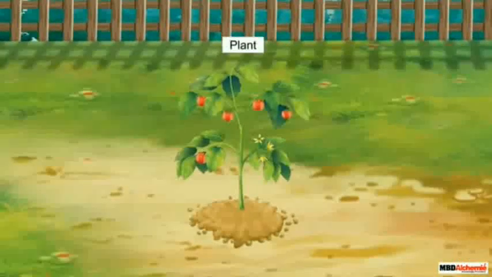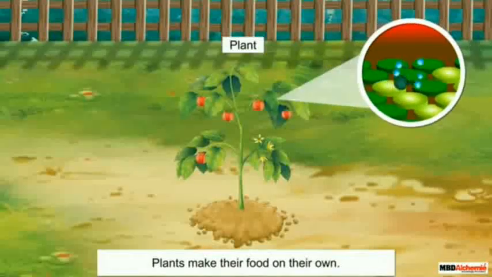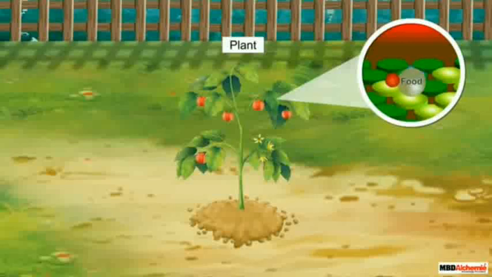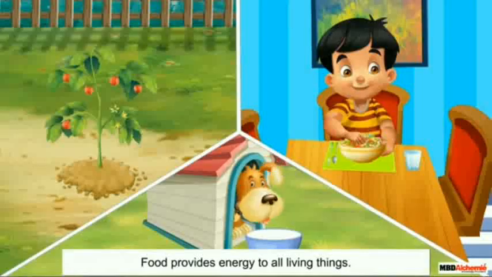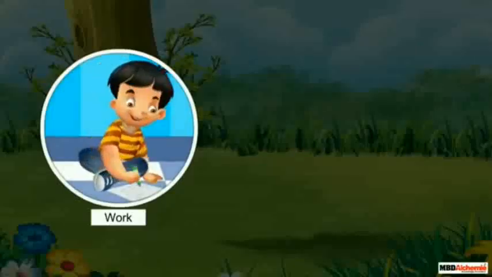Since plants are living things, they also need food. They make their own food instead of depending on outside sources. Food provides energy to all living things, which allows them to work and grow.